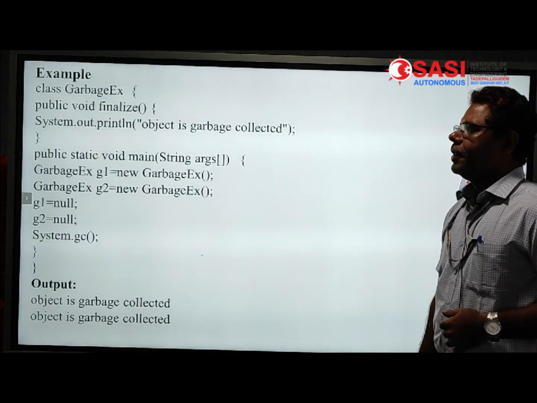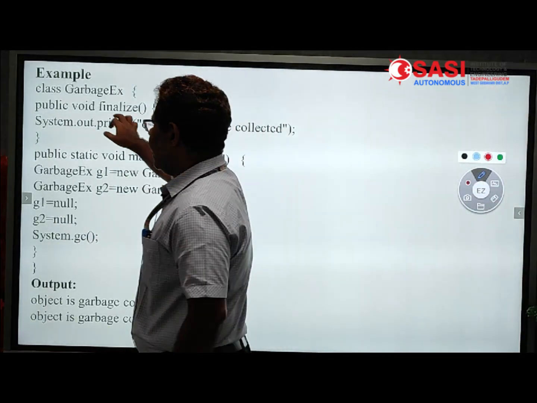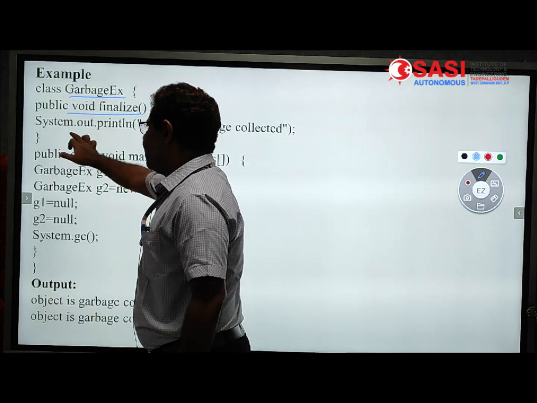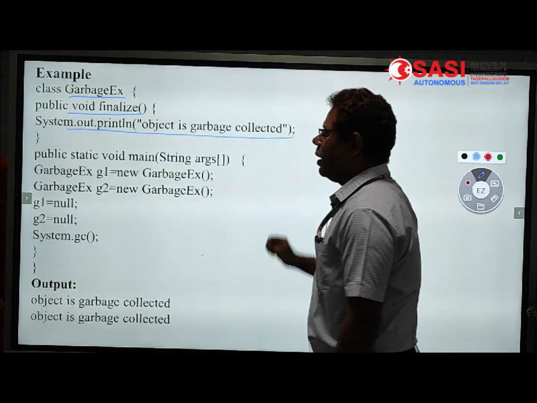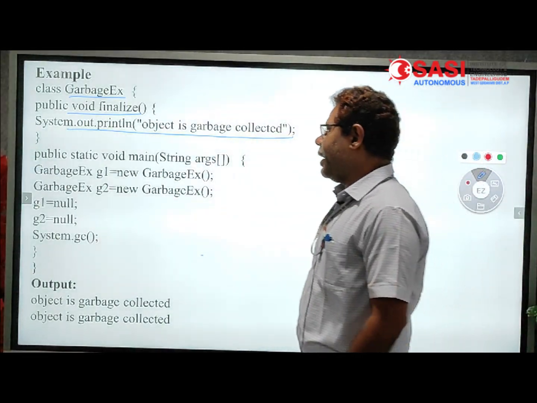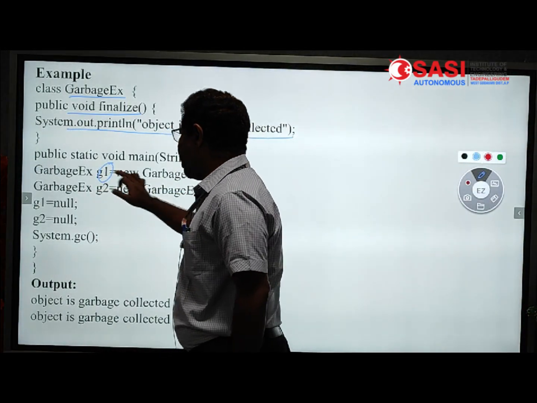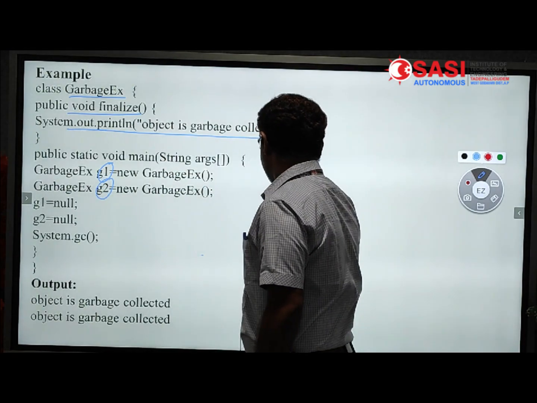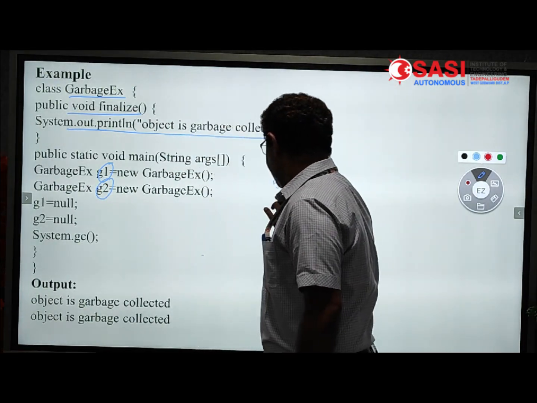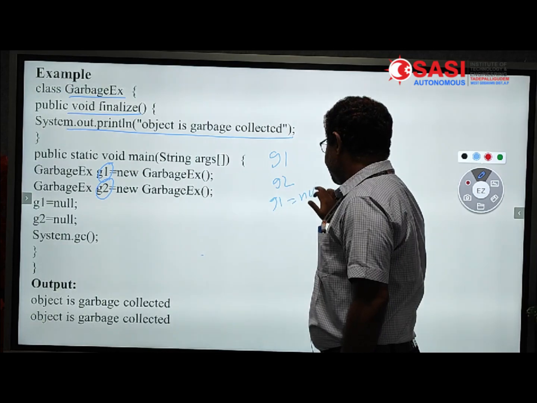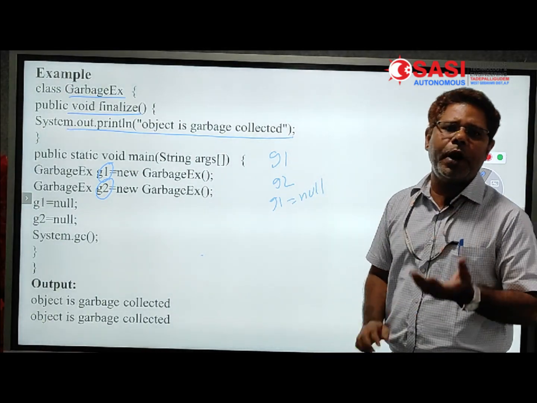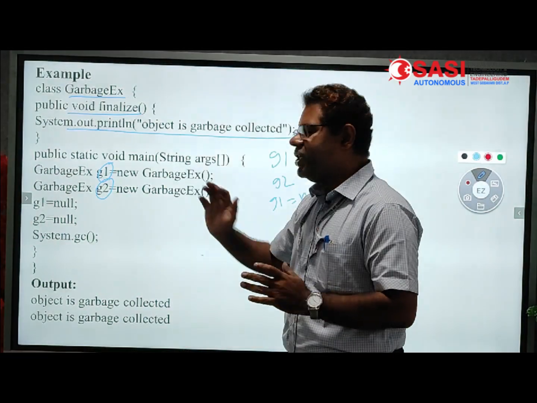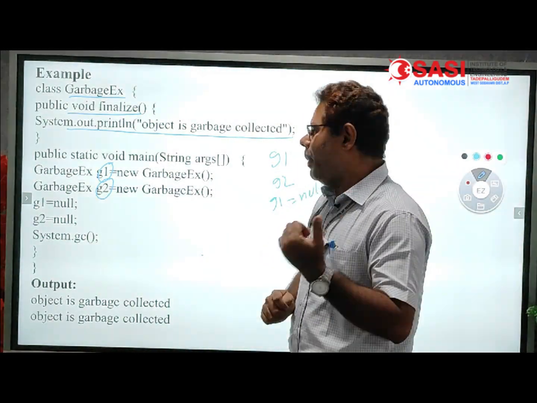This is the program. See, first we are creating a class. Next we are writing a finalize method: System.out.println object is garbage collected. Now we are creating objects. G1 is one object and another object is G2. Now G1 equal to null. Whenever G1 equal to null, that means G1 is an unused object. So in that case, we need to remove the G1 object. We can recover the memory.